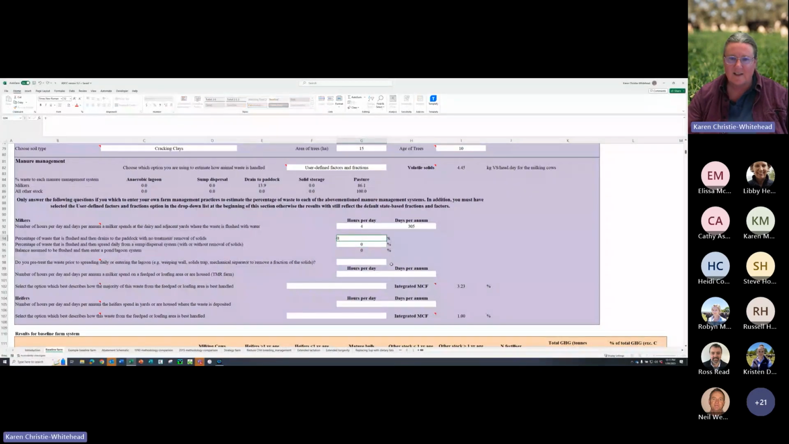But we'll go back and say this actual farm has a pond system and all the manure from the dairy is being flushed to that pond. The next question is, do you pre-treat the waste?